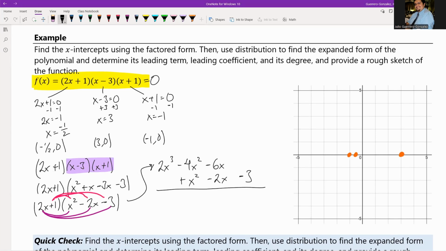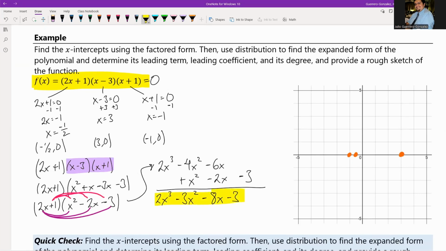Okay, so now this becomes pretty easy to add. So this is going to be 2x cubed. We had a minus 4x squared and a positive x squared, so that's going to be minus 3x squared. A minus 6x and a minus 2x, so it's going to be minus 8x. And then minus 3 that was lugging around at the end.